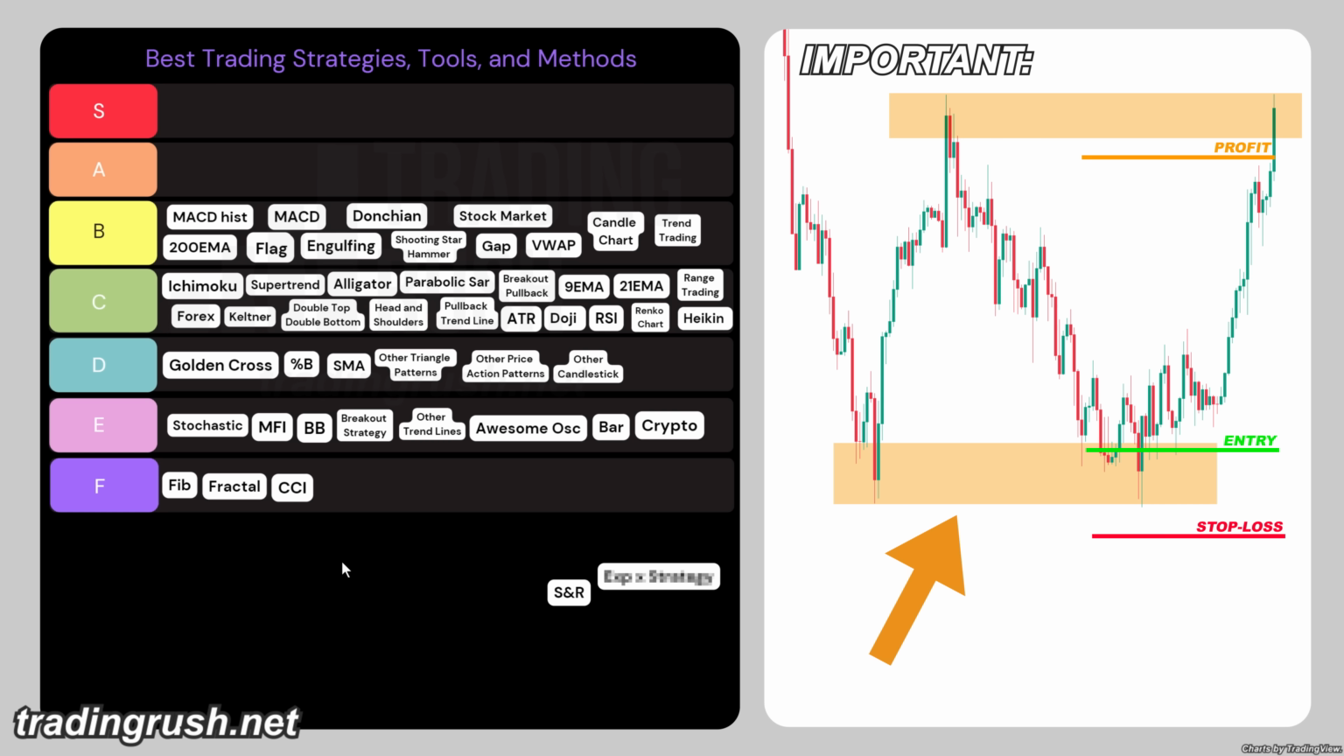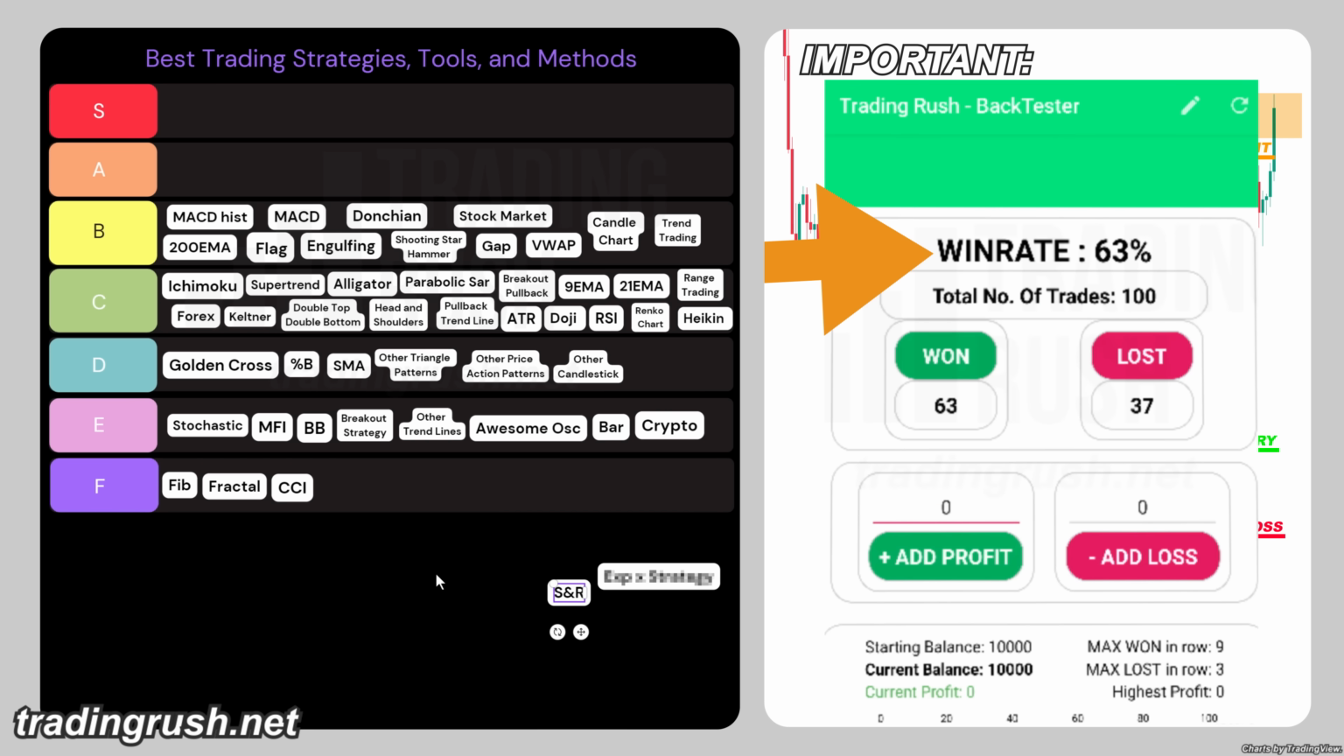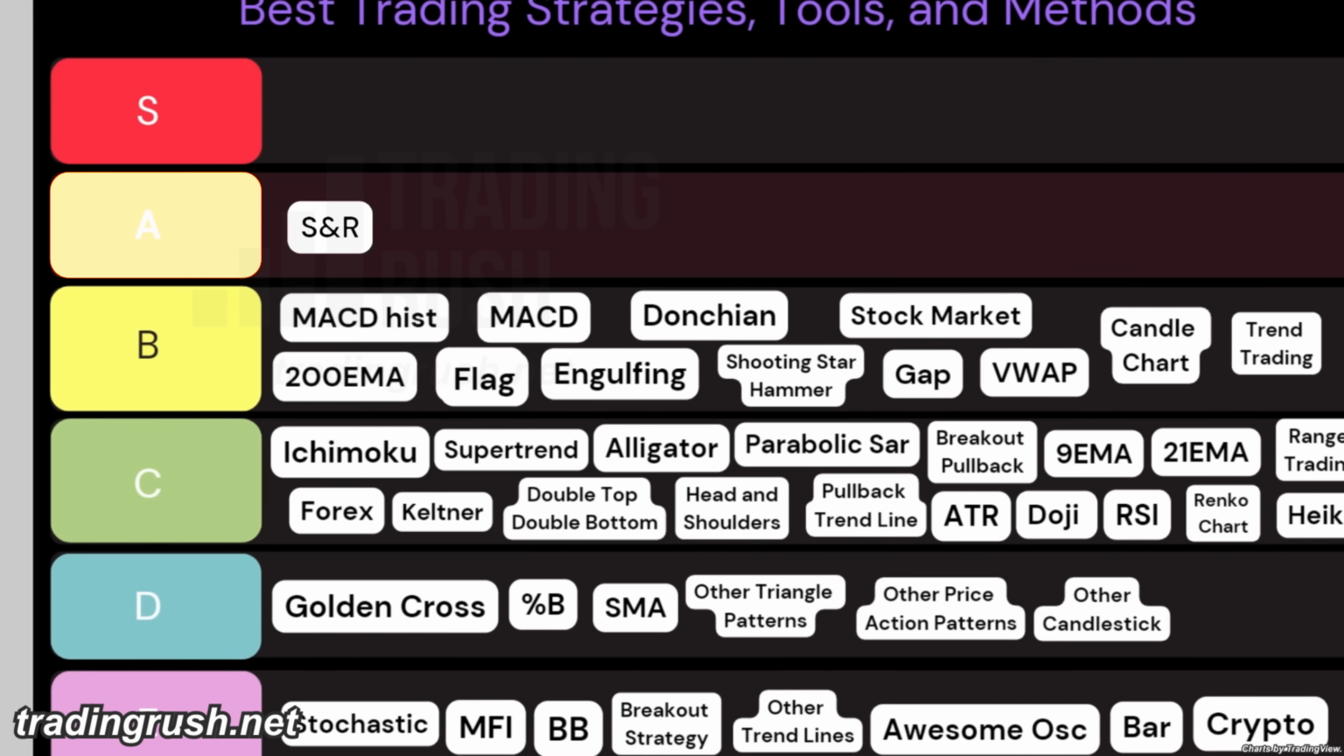Horizontal support resistance strategy is the only strategy I have found in my 7-8 years of trading journey that is directly based on the psychology of market participants. On top of that, it is even supported by data. So it's the only strategy I would put in the A tier.